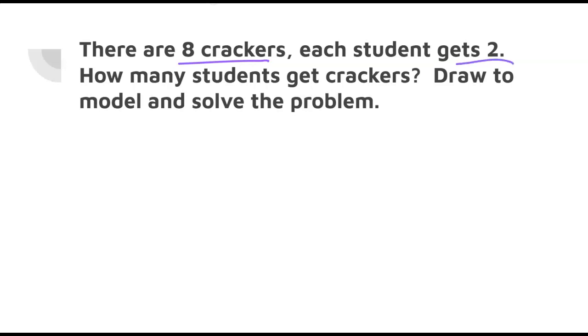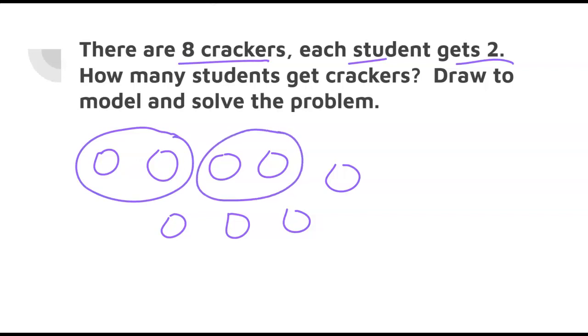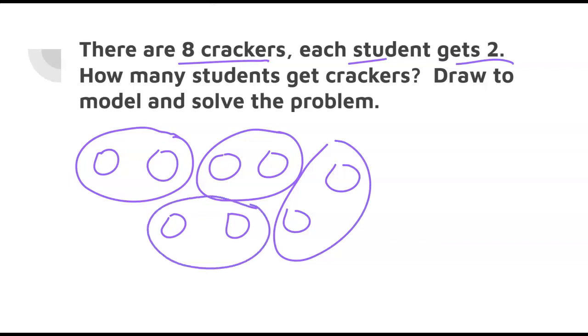So I'm going to go ahead and draw 8 crackers because I know there are 8 crackers. 1, 2, 3, 4, 5, 6, 7, 8. I know that each student or one student gets 2 crackers. So I'm going to go ahead and circle 2 crackers. That's going to represent 1 student, 2 students, 3 students, 4 students. So there are going to be 4 students that get crackers.